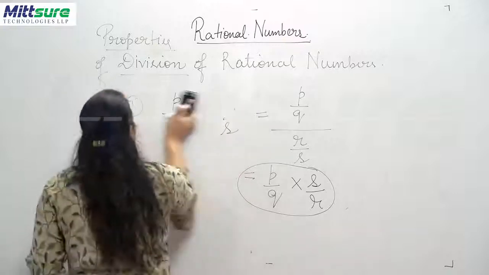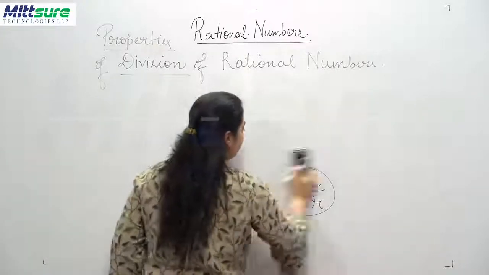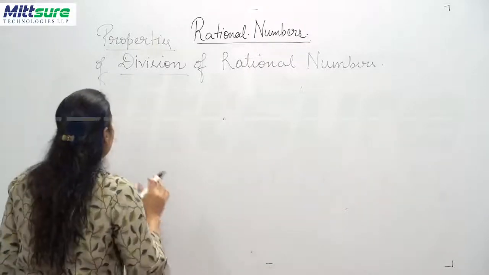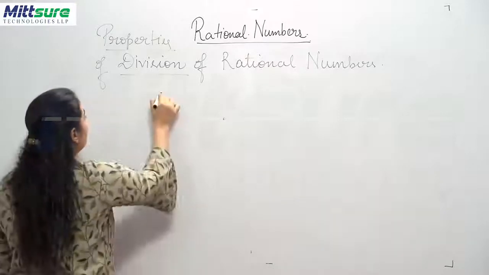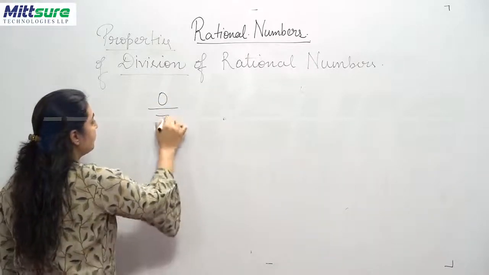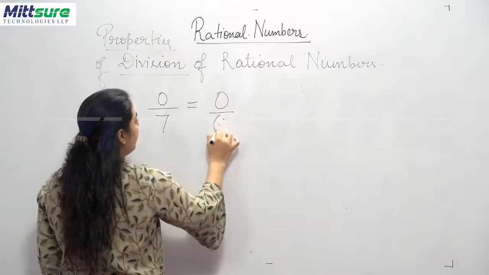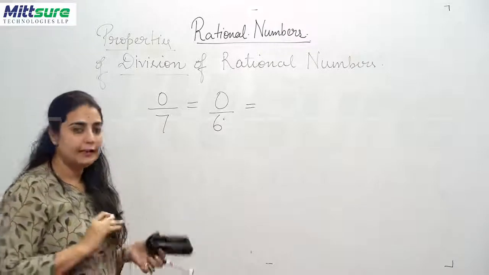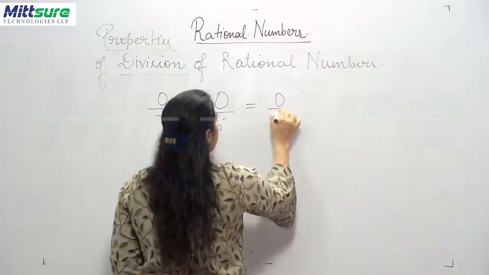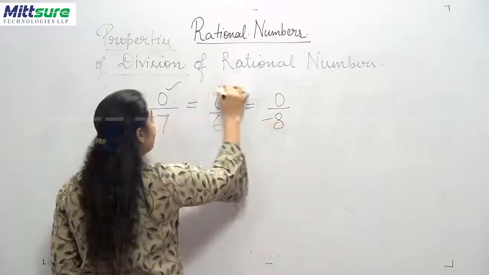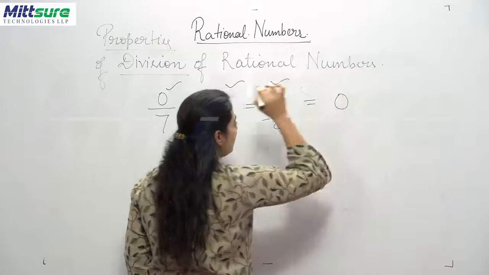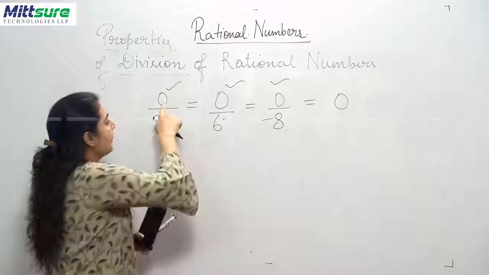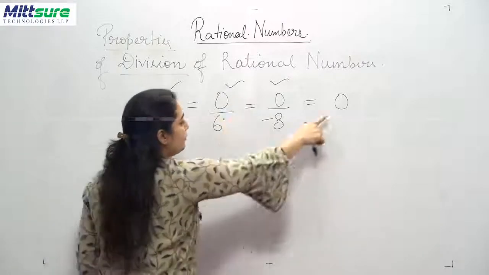Okay. The next point that you have to keep in mind, which is very important, related to the division is if in any rational number the numerator is 0, maybe in denominator you have any of the positive or the negative integer, it does not make any difference. The result in these three cases will always be 0.